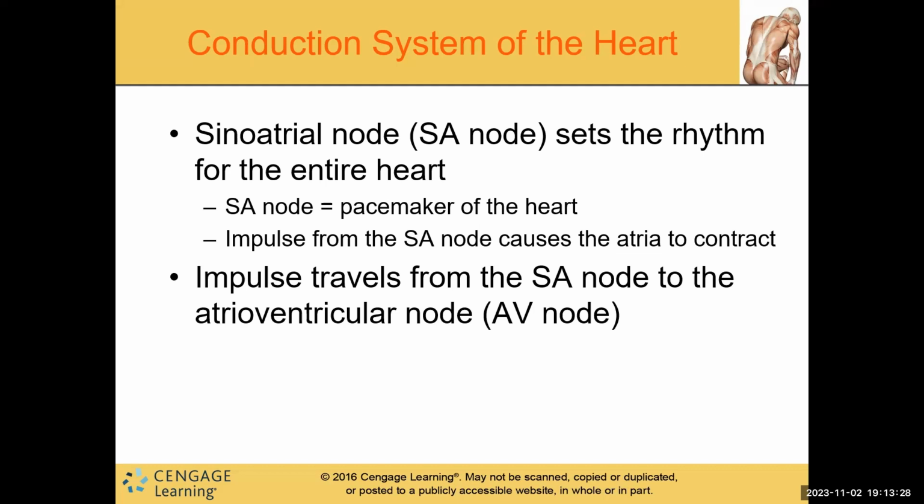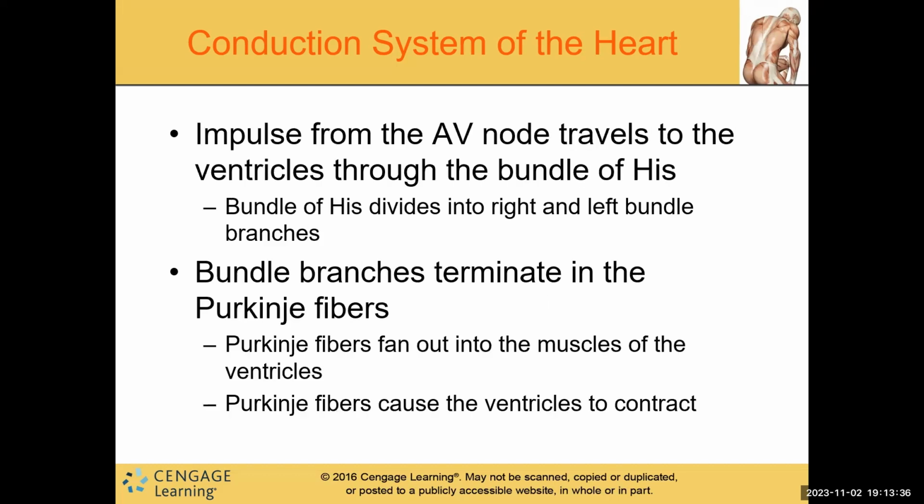This impulse travels from the sinoatrial or SA node to the atrioventricular AV node. The impulse from the AV node travels to the ventricles through the bundle of His. The bundle of His divides into the right and left branch bundles. The bundle branches terminate in the Purkinje fibers. And those fibers fan out throughout the entire ventricle of the heart muscle, so throughout the ventricles. And the Purkinje fibers cause the ventricles to contract.